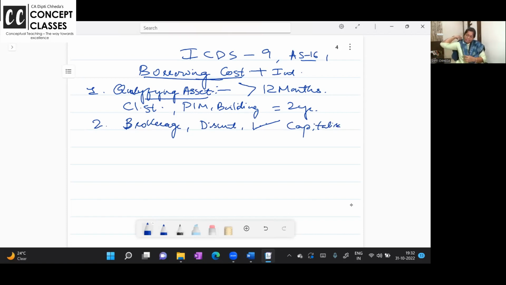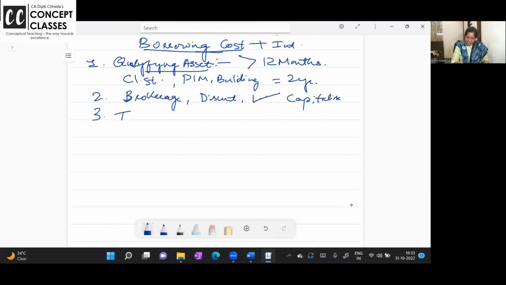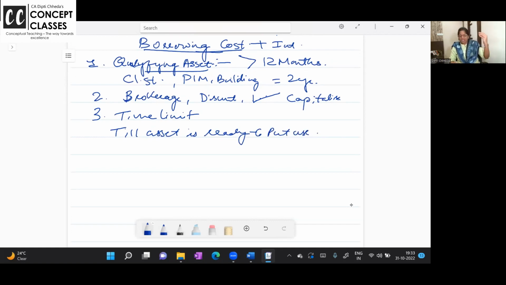Now the question is, ma'am, if we are capitalizing the borrowing cost, what is the time limit? Till when will you capitalize? Till the asset is ready to be put to use. Sometimes we construct the asset and do a trial run. If some income comes from the trial run, we reduce it from the cost of the asset. That is already taught to you in another ICDS. And then the work is still going on.